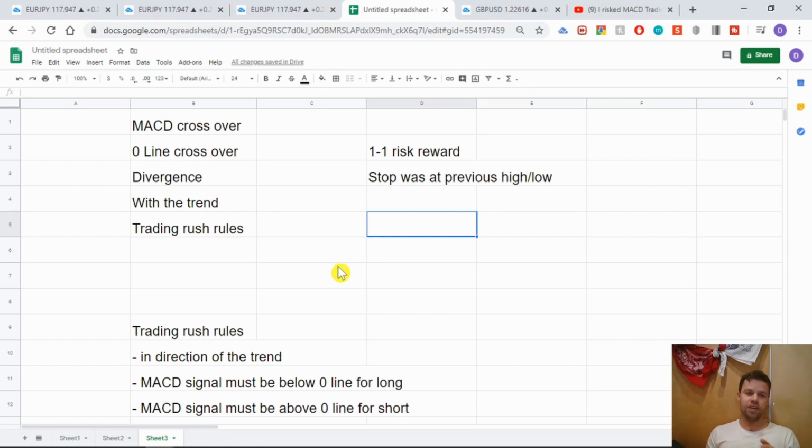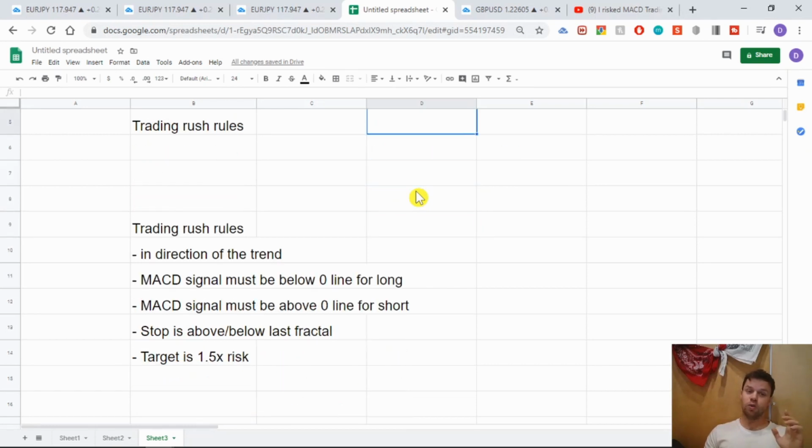So these are the signals I tested, okay? I tested the MACD crossover, where the MACD crosses the zero line. My results are inconsistent with this one. My signal doesn't show an arrow for it, so I kind of missed most of them. So I wouldn't worry about that one. I did divergence, I did trading with the trend, and then I followed Trading Rush's rules to the letter. Now, my trading was a little bit different. I used a one-to-one risk reward, and I also used the previous high or low as the stop, depending on whether it's long or short.